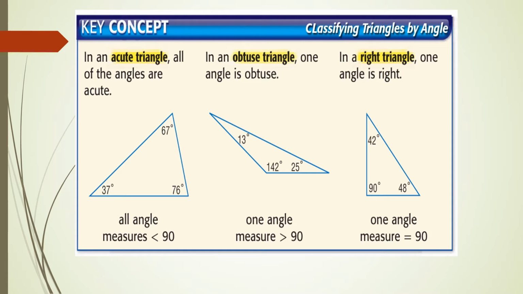Now, the reason why I can never have a right equilateral is because if all the sides are equal, all the angles are equal. So all the angles would each be 60 degrees, so that would make it acute.